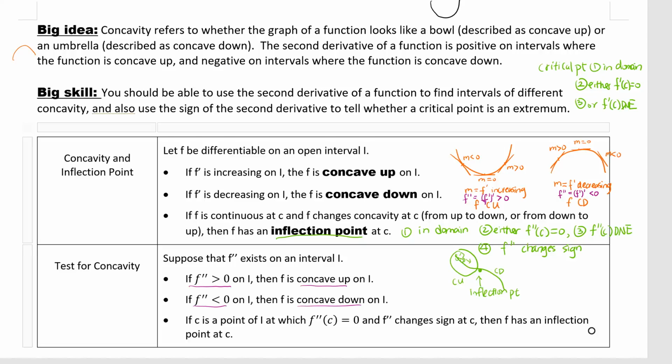If C is a point at which the second derivative is 0 and the second derivative changes signs, then f has an inflection at C, okay? But actually, it's not only where the second derivative is 0; it could be that the second derivative does not exist, like this. But because the test for concavity assumes the derivative exists, if the derivative exists, it must be 0 at the inflection point. But if we allow the derivative not to exist, then that can also be an inflection point.